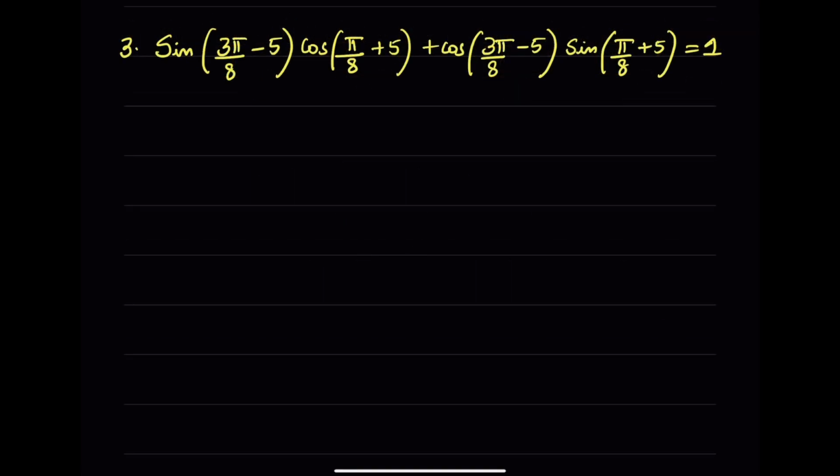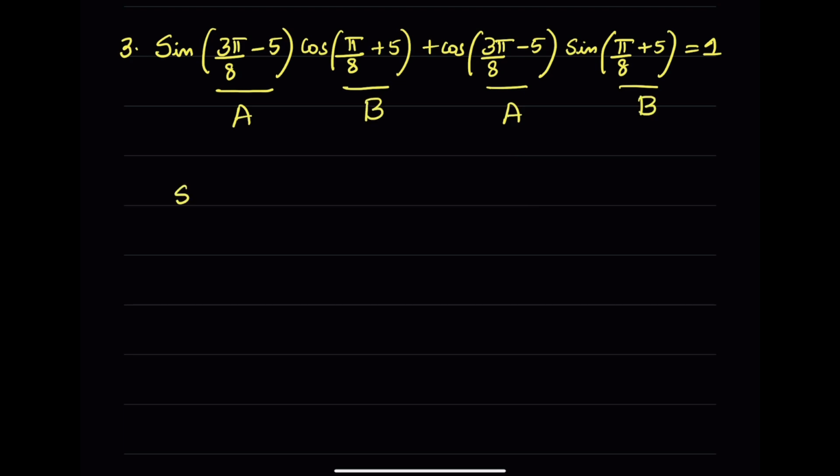So here in the third question, we have to prove that sine of 3 pi by 8 minus 5 multiplied by cos of pi by 8 plus 5 plus cos of 3 pi by 8 minus 5 multiplied by sine of pi by 8 plus 5 is equal to 1. So the approach would be similar. We recognize what is A and what is B. So this is A and this is B.